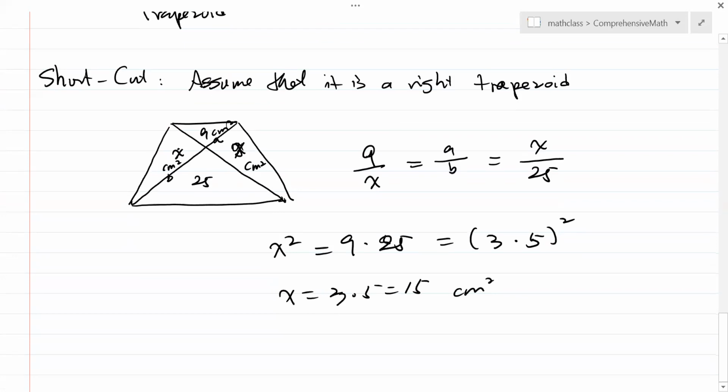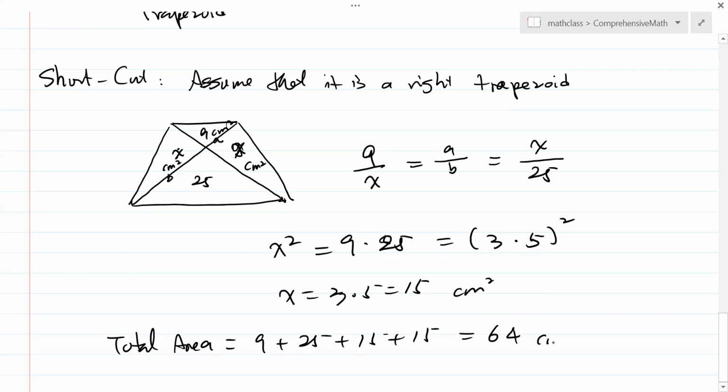Then if you assume it is a right trapezoid, then both of the side triangles have the same area. It's 15 square centimeters. And then your answer is the total area. If you just want to find the total area, it is going to be 9 plus 25 plus 15 plus 15, okay? Which is going to be 64 square centimeters. So you get the answer right away.